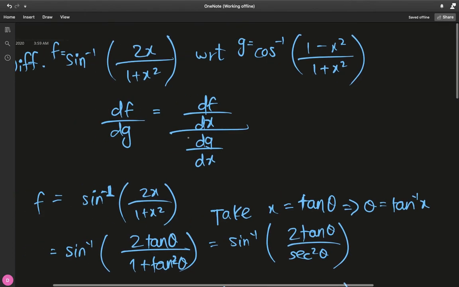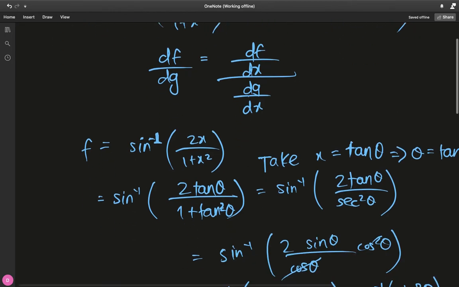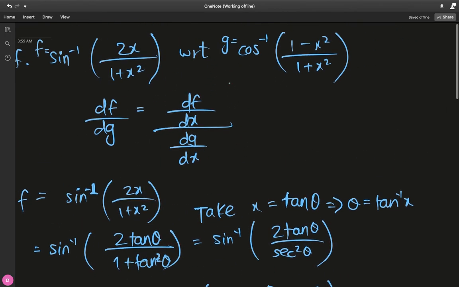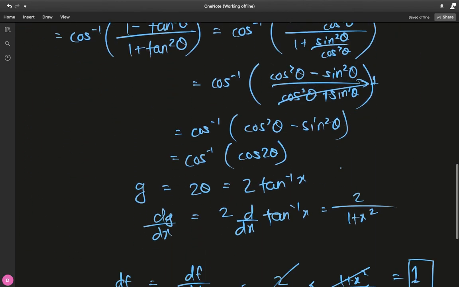Isn't that fascinating? I mean, two separate functions that only depend on x, which is the independent variable, but once you take the derivative with respect to one function with respect to the other, you just end up with 1.